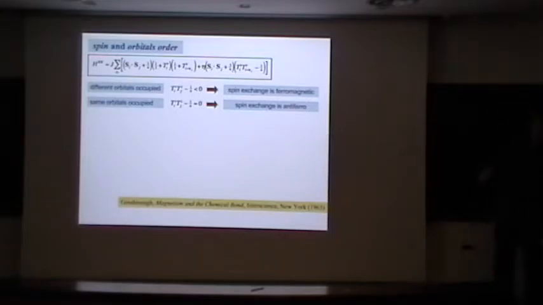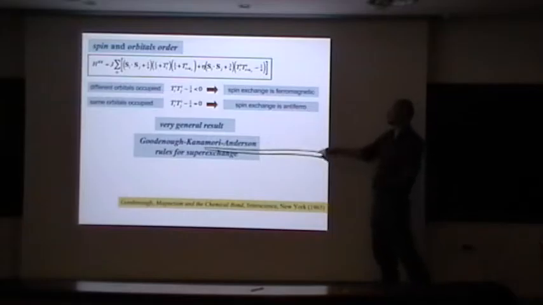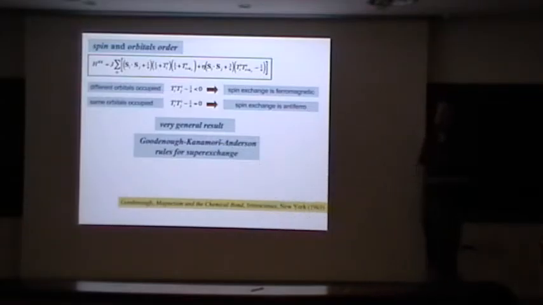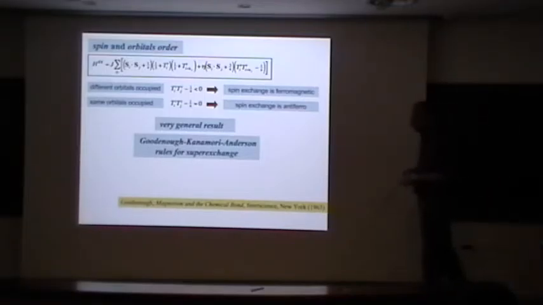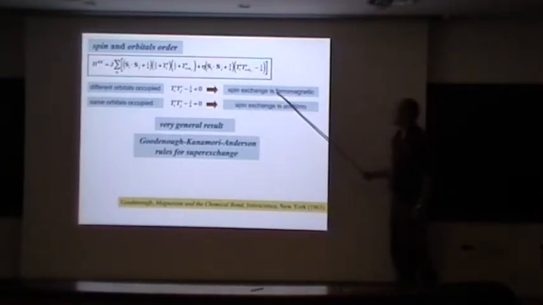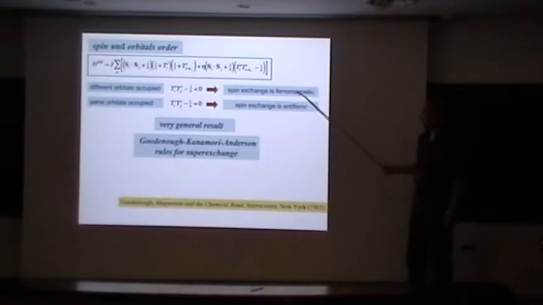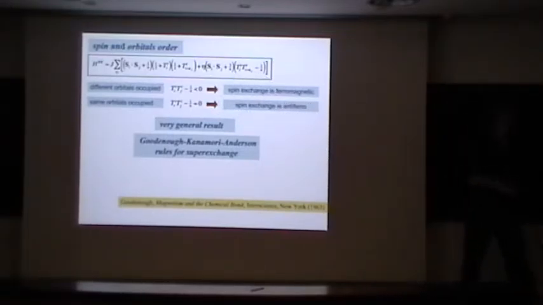So here we have now a very simple rule, and this is known as the Goodenough-Kanamori-Anderson rules for superexchange. I derived this now in the context of e_g orbital degrees of freedom, and under a lot of restrictions, but it's a very general result. And the very general result is if different orbitals are occupied, spins want to order ferromagnetically. If the same orbitals are occupied, spins want to order antiferromagnetically.